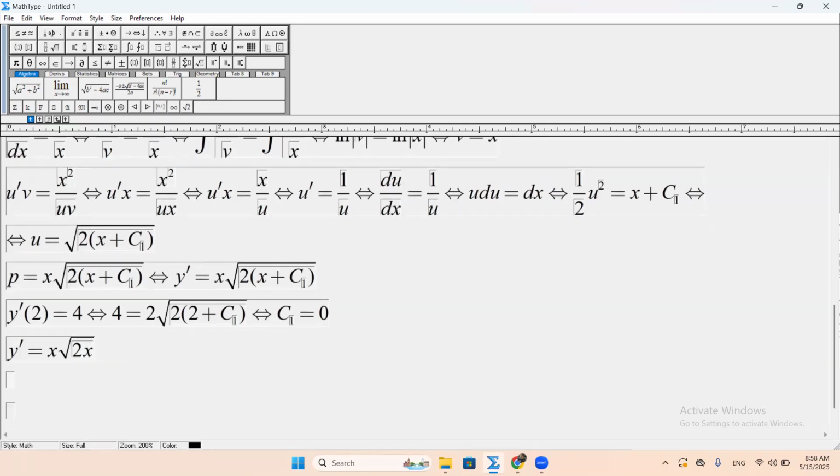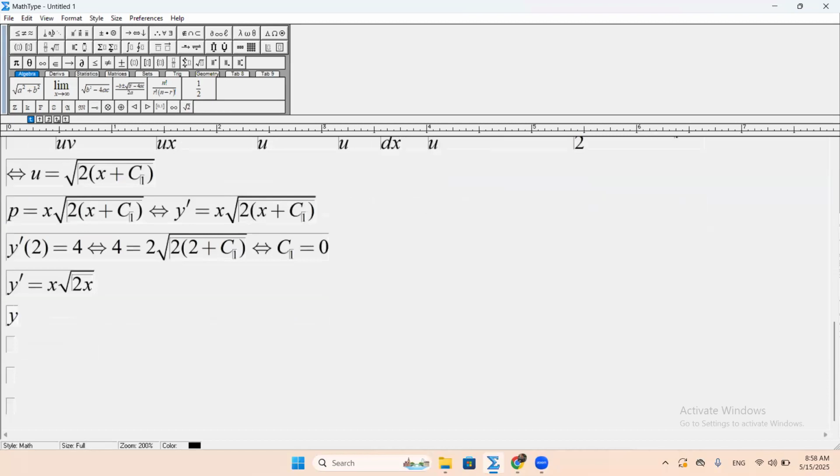And now let's find y. So y will be equal to this integral, dx. Let us move the square root of 2 out of brackets.